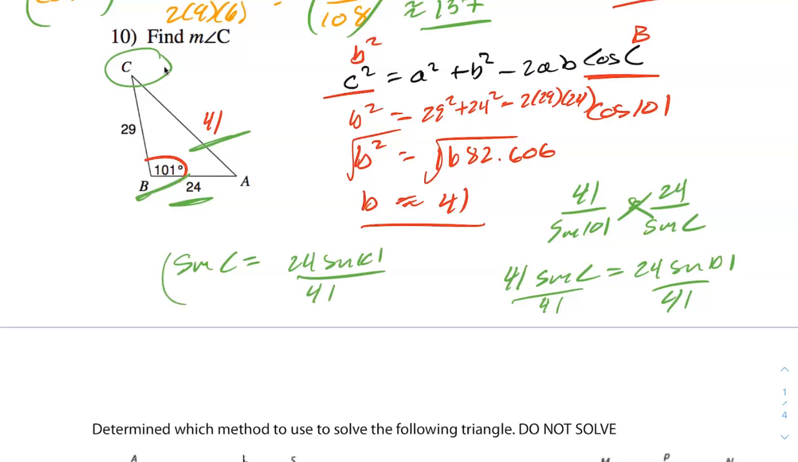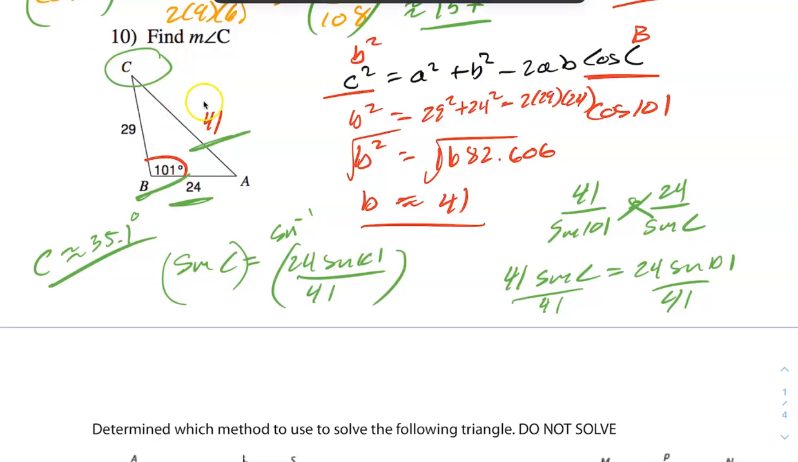And all we do now is sine inverse. Remember, if you don't have a calculator, just leave it like this. That's fine. Shows me that you know what you're doing. Sine inverse of that would get me 35.1. And there we go. So I had to do law of cosines first, and then I was able to do law of sines. So I do law of cosines to find the missing side, then I can do law of sines.